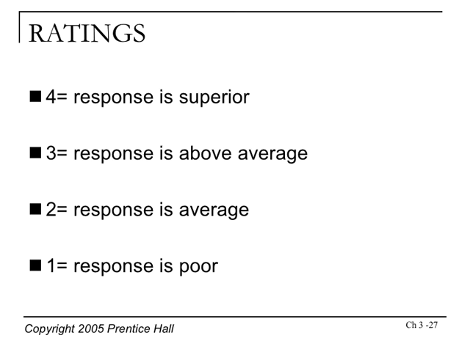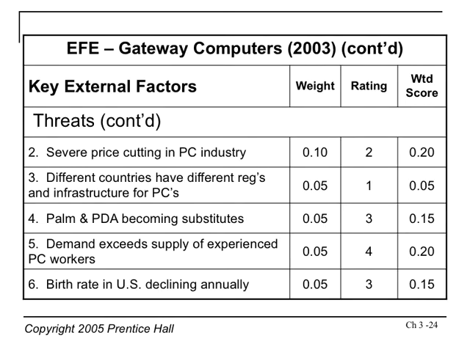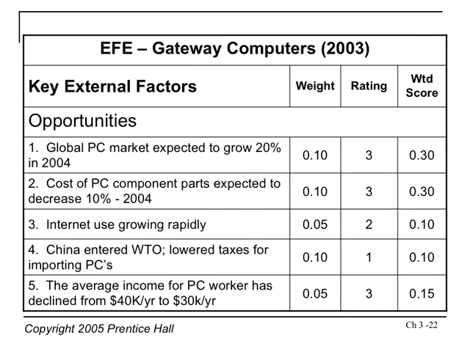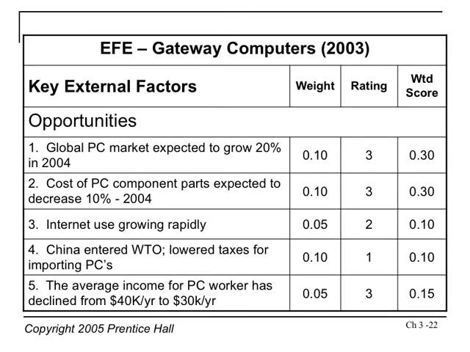So in this case, since a number of factors got 3s, we can assume that the company had an above average response to the global PC market and an above average response to the component parts decreasing. China entered the World Trade Organization. Lower taxes on PCs. What is it suggesting for this company?